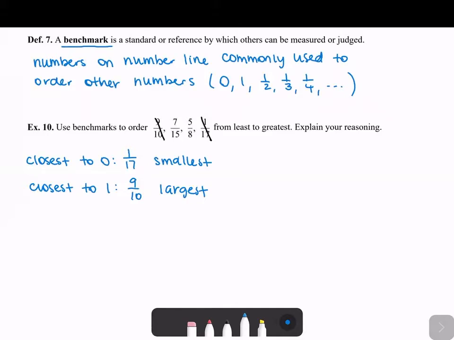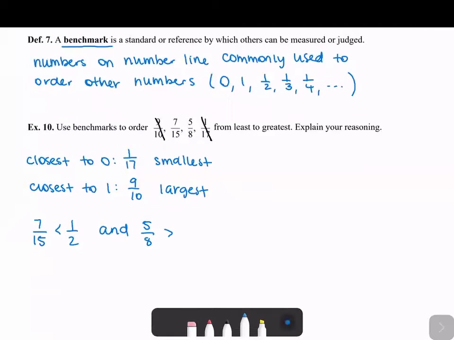So 7/15. Like we just said, half of 15 is 7.5. So this is slightly less than 1/2, right? We don't get quite half of 15 when we're at 7. And when we look at 5/8, we know that 4 is half of 8. So that means that 5/8 is a little bit bigger than 1/2.